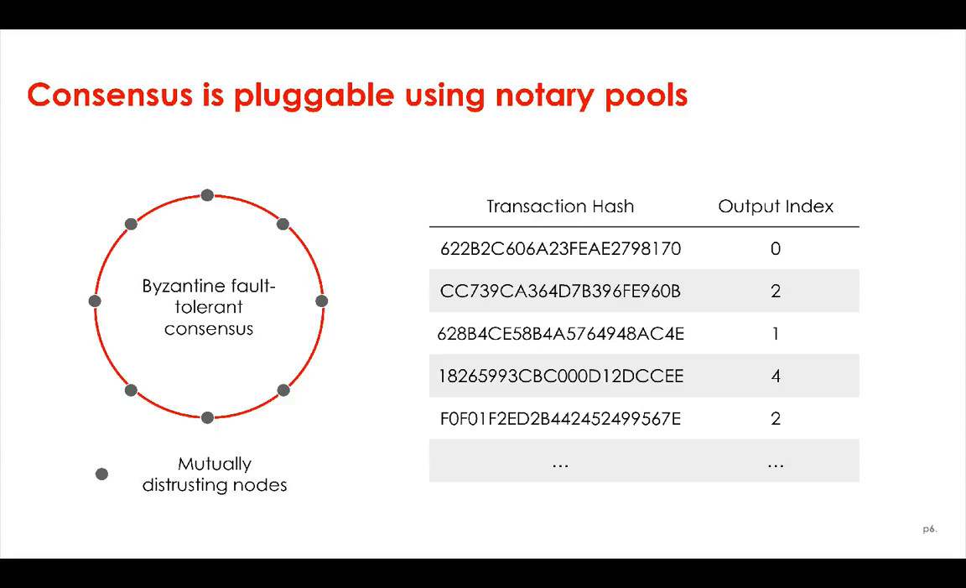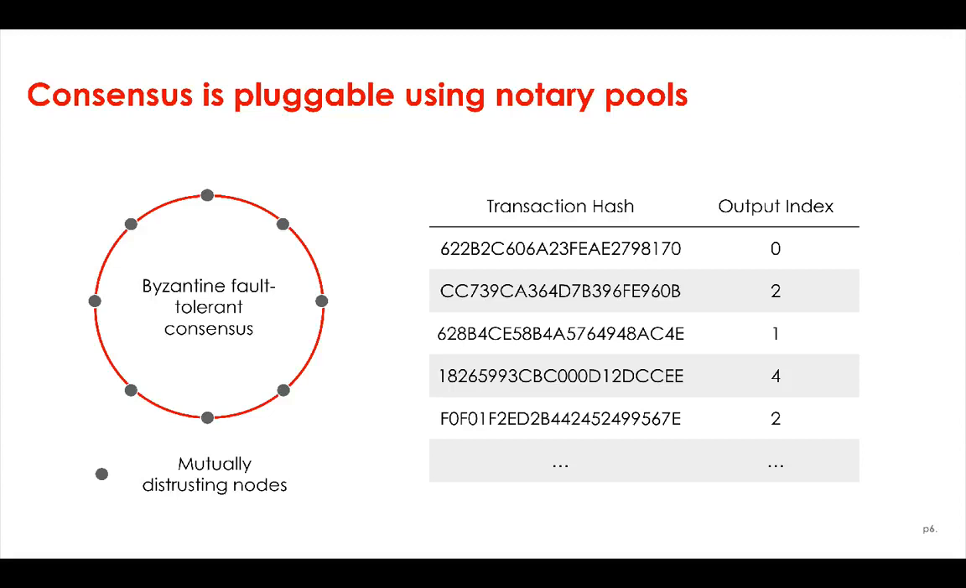Now, one obvious question is, if data is only distributed on the network on a need-to-know basis, how do we prevent double spends? How do we prevent some node transferring some digital asset to one party and then turning around and also transferring it to another party?